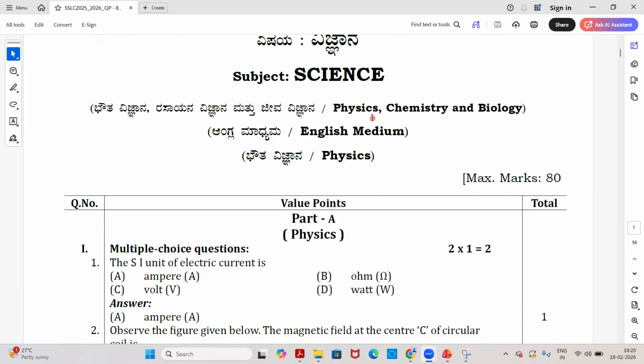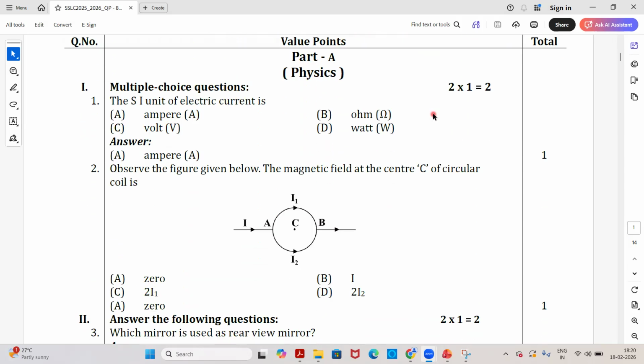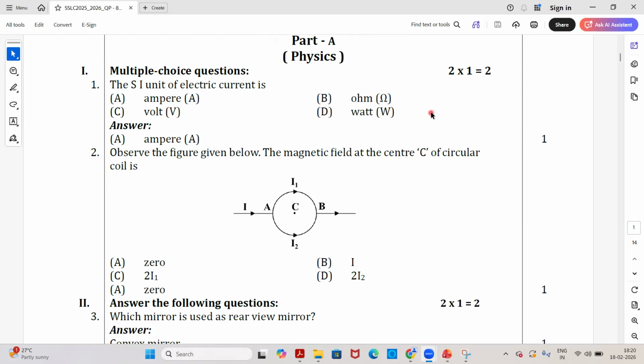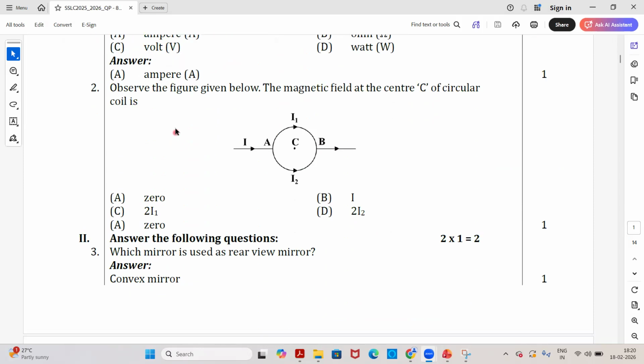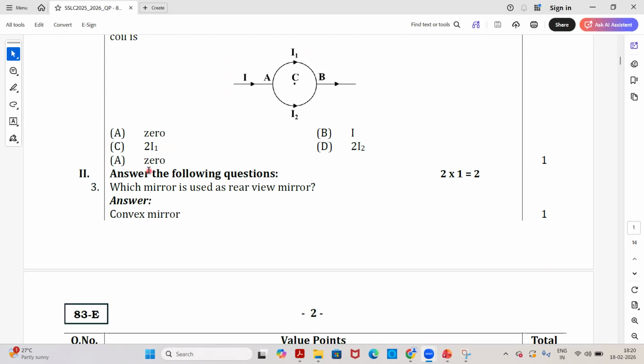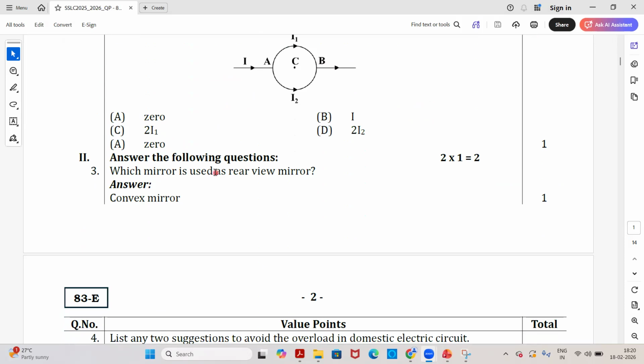So we have all the three sections: physics, chemistry, and biology. So let's start without any further ado. Part A, physics, you have first multiple choice questions. You can see the question as well as the answer given over here. The SI unit of electric current is ampere. Option A, ampere. Observe the figure given below. The magnetic field at the center C of the circular coil is. Answer is option A, 0.